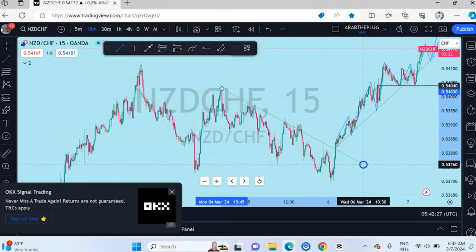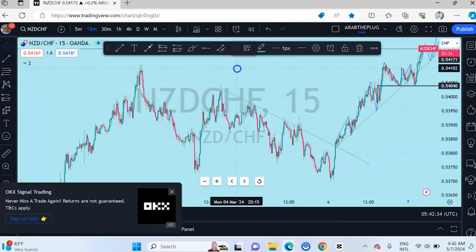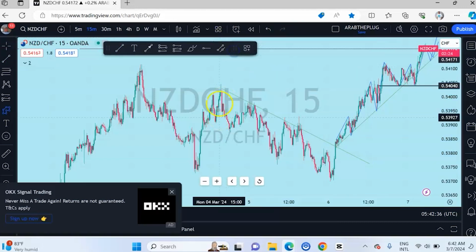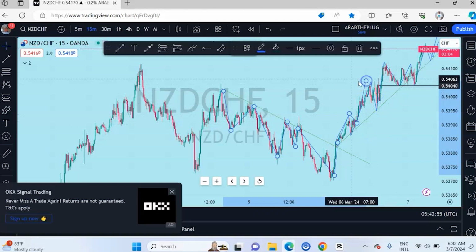somewhere around here. The market was trending down around this place, and anytime the market comes to the trend line, you see right from here, it came to the trend line, bounced down, came to the trend line, bounced again, came to it again, bounced, and here the market came to the trend line and broke it, and a new trend started. So that is pretty much what a trend line means.